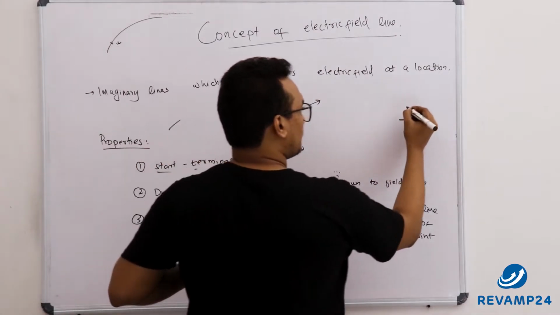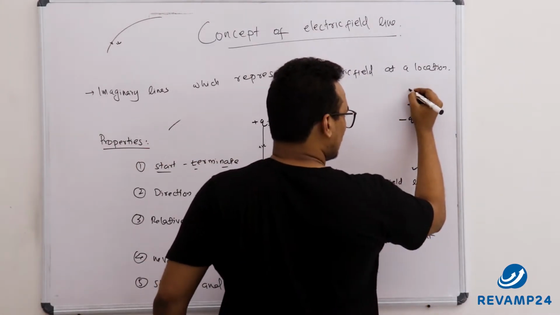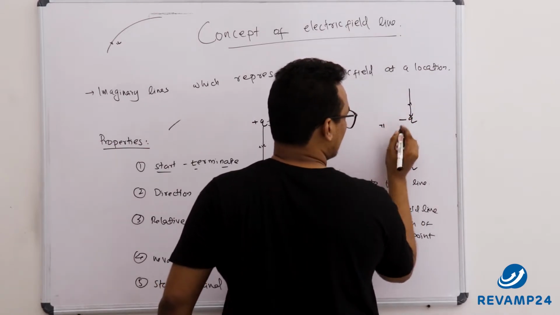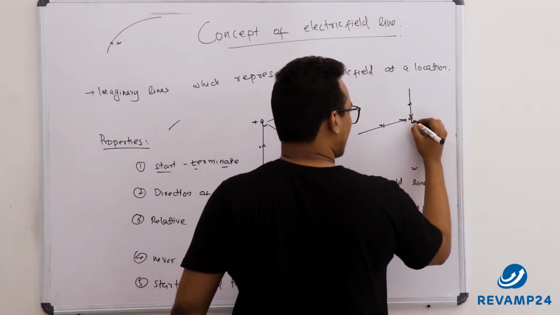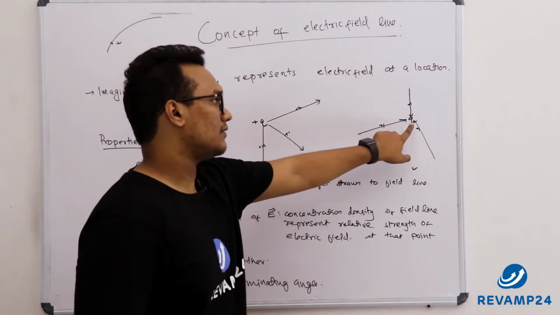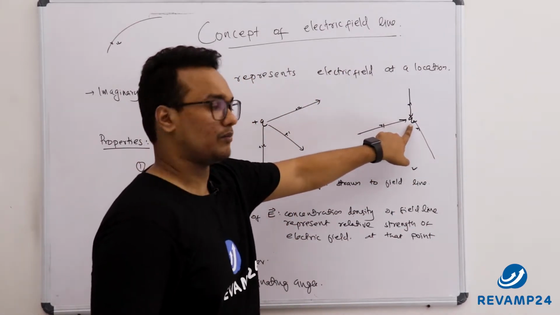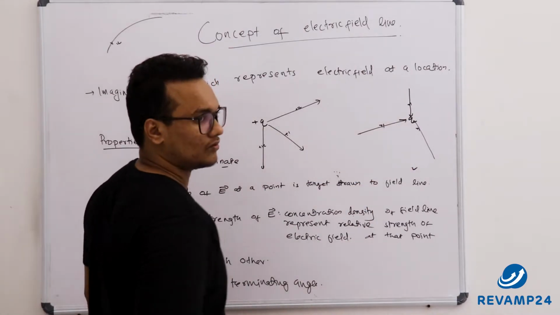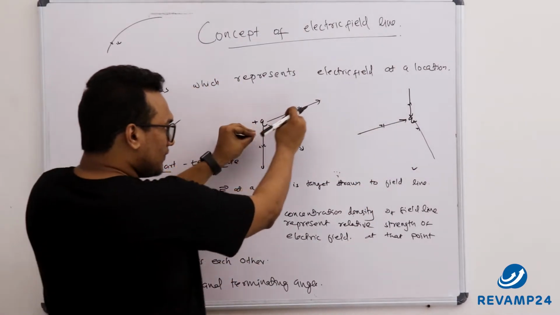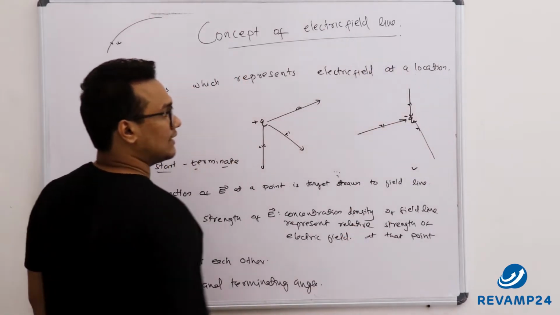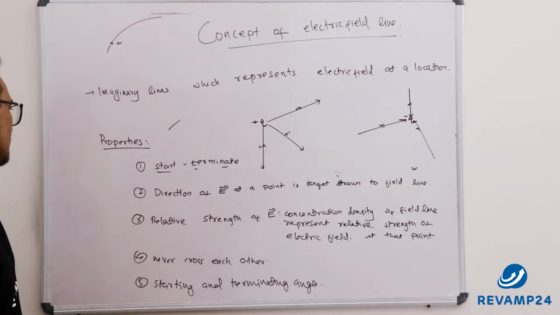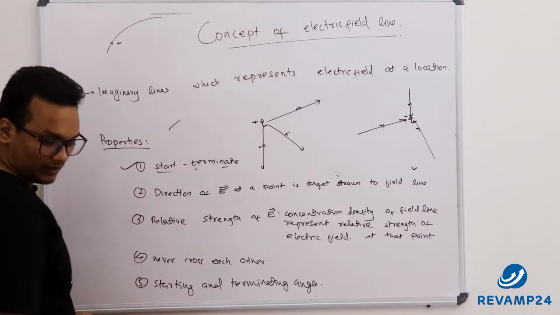Now if I keep a plus 1 coulomb here, then that will be attracted inward, because this is negative. So where are the electric field lines getting terminated? That is on negative Q. From positive Q, electric field lines start, and on negative Q, electric field lines terminate. So the first property is very clear here.